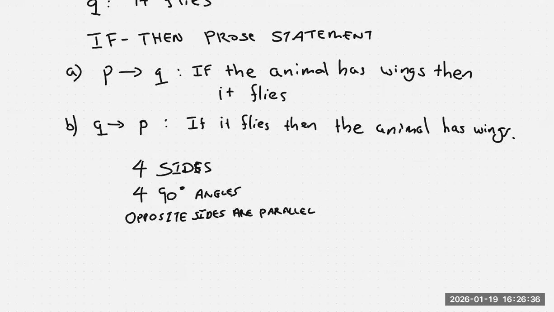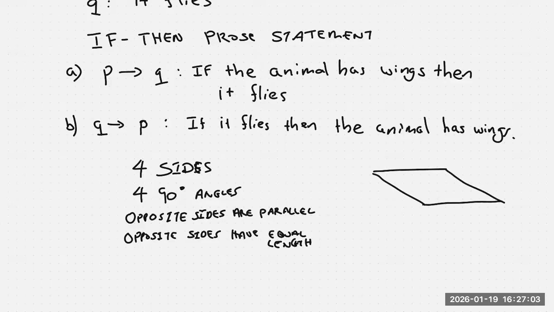So it has 4 sides, 4 90-degree angles, opposite sides are parallel, and opposite sides have equal length. That's the criteria. Those are all the things that you need for a rectangle. So for example, you have some shapes like a parallelogram. Even though this matches, I didn't draw properly, but you get the idea. A parallelogram, look at it, opposite sides are parallel. Good.